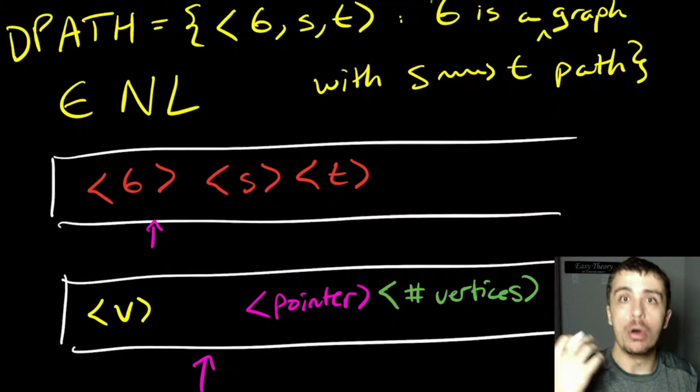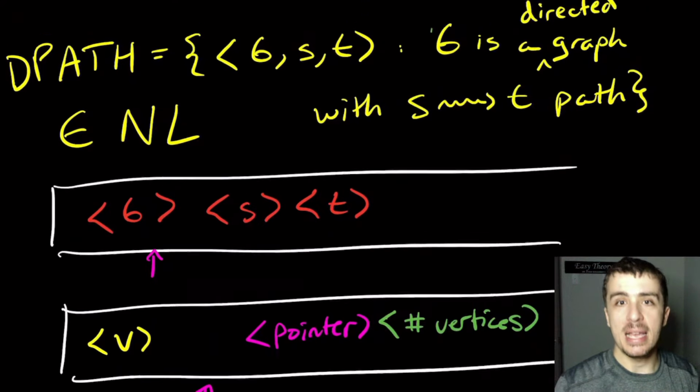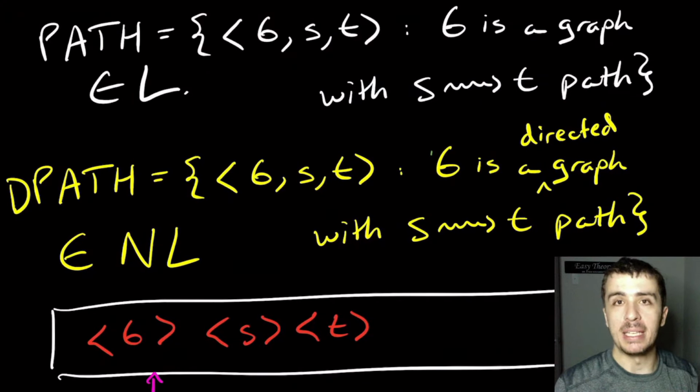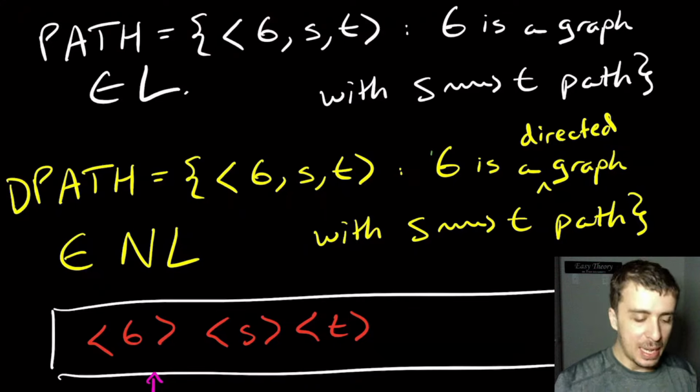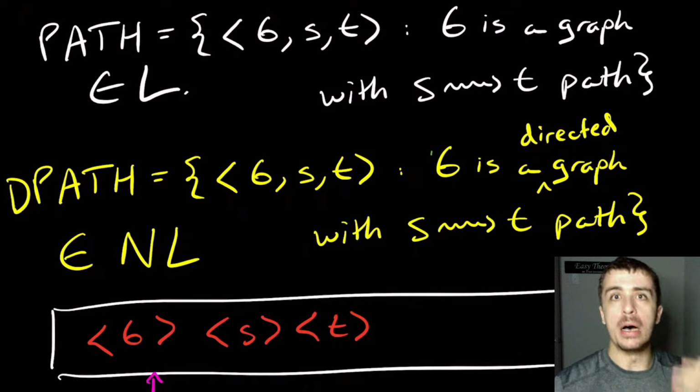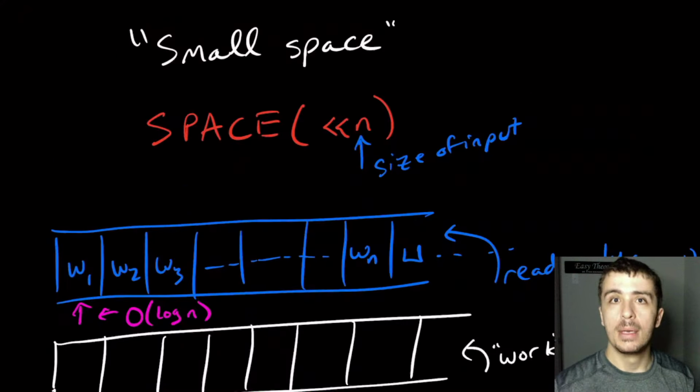But we conjecture, for what we're going to see in the next video, that the DPATH problem is not in log space. We're going to conjecture that DPATH is not in log space because we're going to eventually talk about NL completeness. And it's the analogy of P and NP, but for log space. So hopefully that was interesting.